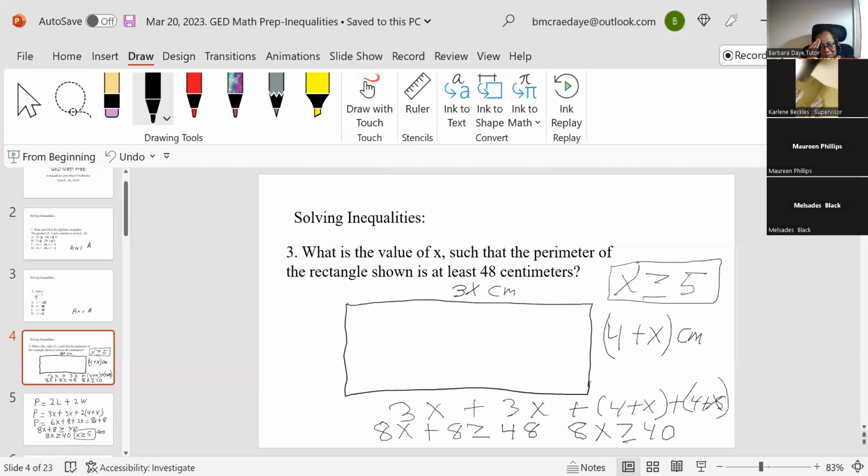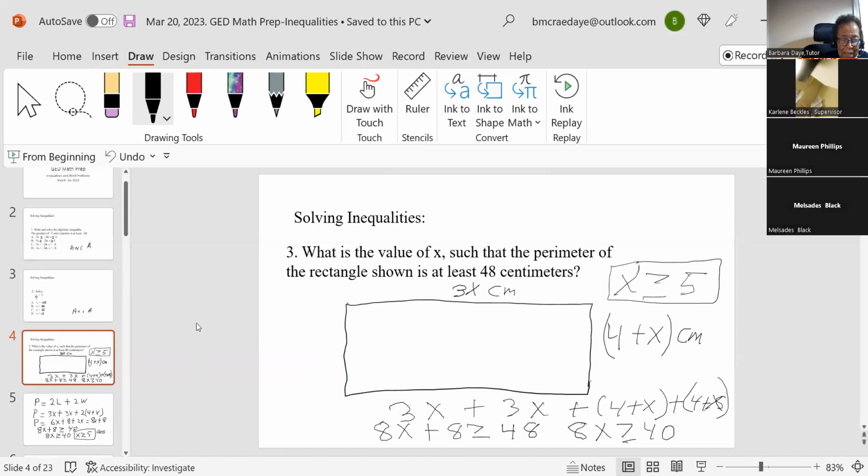That's what I asked her for, but she didn't understand it. It's 4 sides. There's a 3x here, I just didn't write it, and there's a 4 plus x over here.